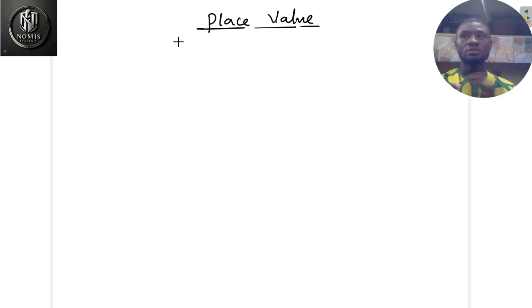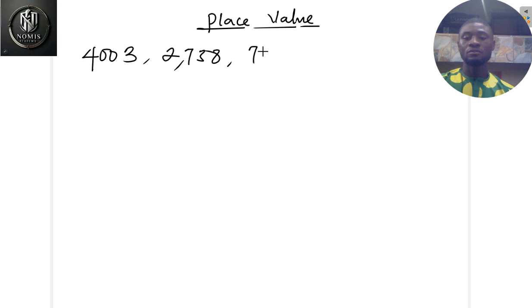Remember that there is a difference between a number and a digit. If I have 403 as a number, in this number there are 3 digits, 4, 0 and 3. If I have 2738 as a number, then in this number there are 4 digits. If I have 723,478, this is a number, and in this number there are 6 digits.